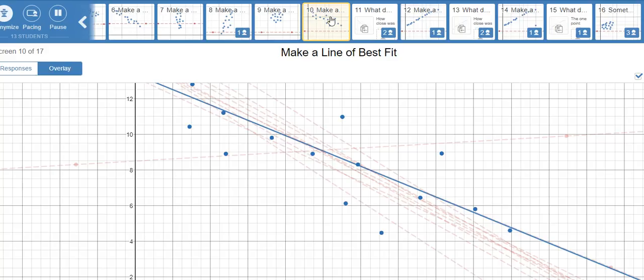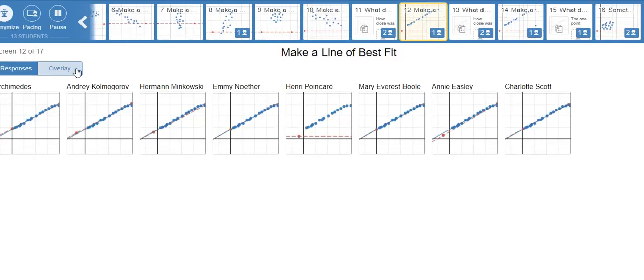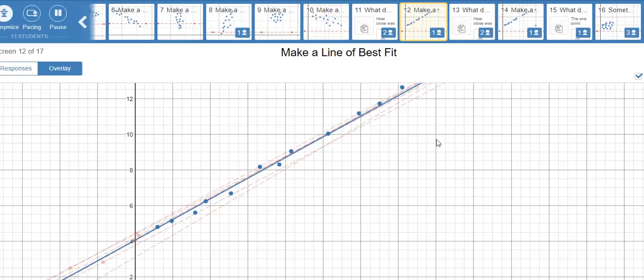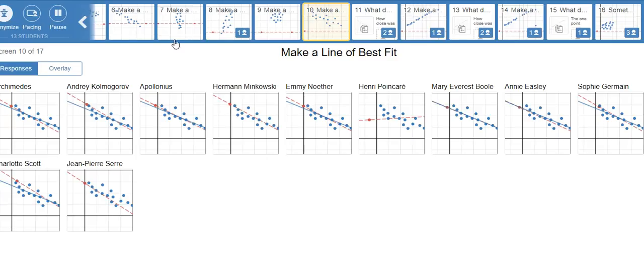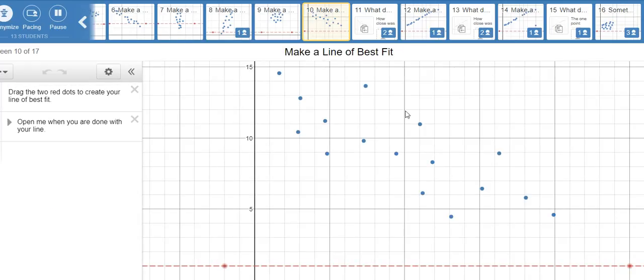So this was number 10. And this was number 12. What was the difference between the points in 10 and the points in 12? There's 10, and there's 12. What's the difference? 12 is a very close straight line, and 10, the dots are quite scattered.